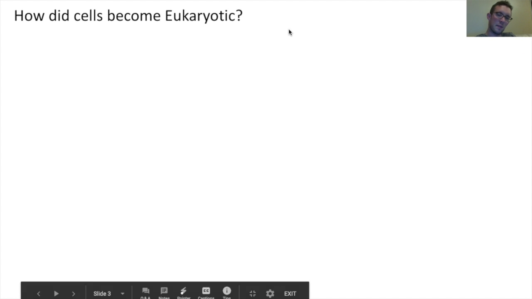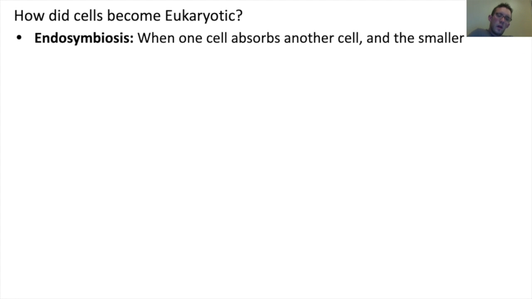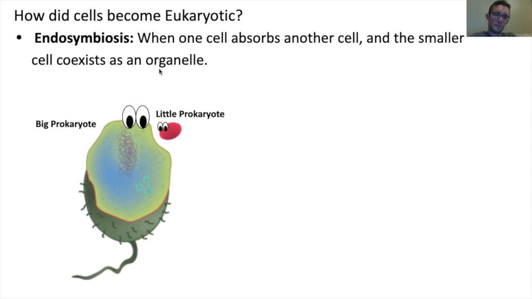So how did cells become eukaryotic? Well, biologists attribute eukaryotic cells to a process called endosymbiosis, which occurred when one cell absorbed another cell, and the smaller cell became an organelle. We'll show an example of that here.